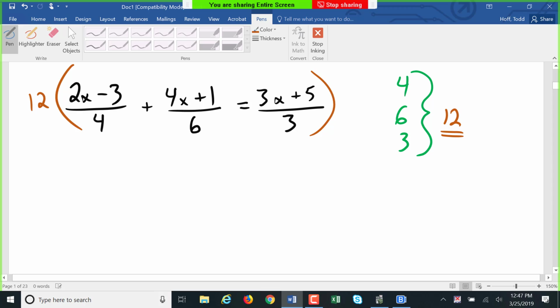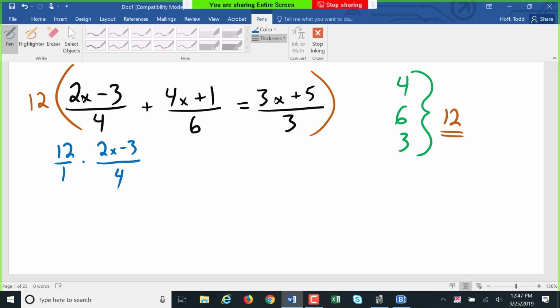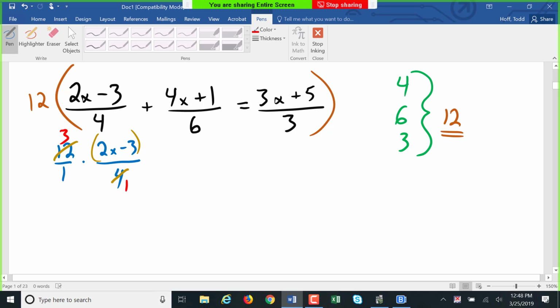So I'm going to multiply this thing by 12. So 12 over 1 times 2x minus 3 over 4. Now again, it usually helps if you just put parentheses around the top of that fraction, that rational expression, so that we don't screw up when we multiply. Now 12 and 4 will cross cancel. 4 divided by 4 is 1. 12 divided by 4 is 3. Now I multiply that 3 times the 2x minus 3. 3 times 2x is 6x. 3 times negative 3 is a negative 9.